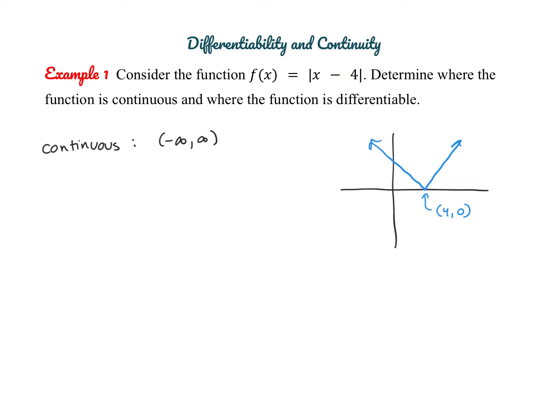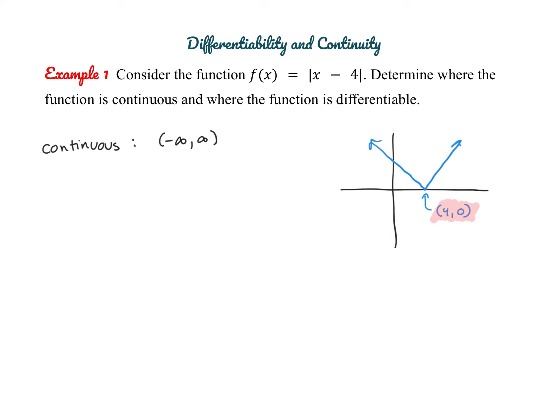But now what I want to talk about is, just because our graph is continuous on all real numbers, does that necessarily mean that it's differentiable over all real numbers? So there's a really specific point I want to look at and focus on, and that's the vertex right here. So I want to know if it's differentiable at the vertex.